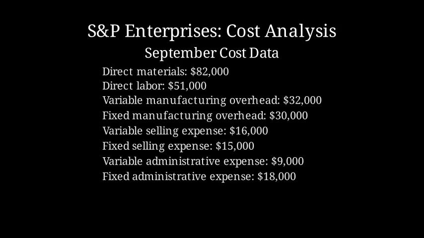Fixed costs do not change with production, so we will only add the fixed manufacturing overhead, fixed selling expense, and fixed administrative expense. Let's highlight those three items. Then we add them to find the total fixed cost.